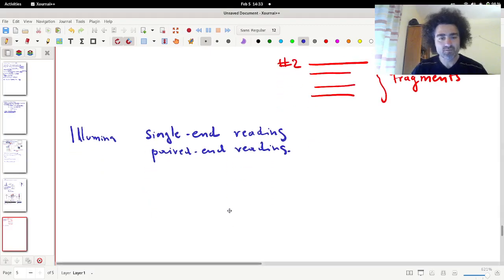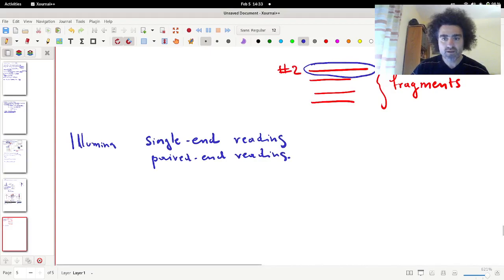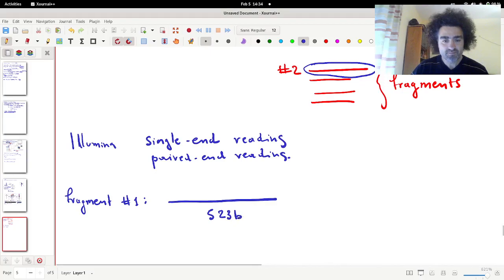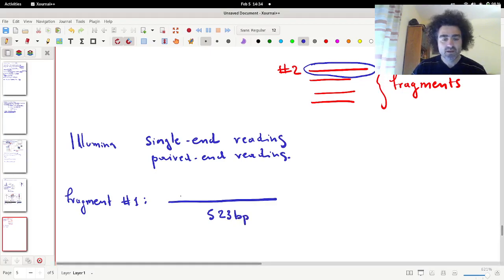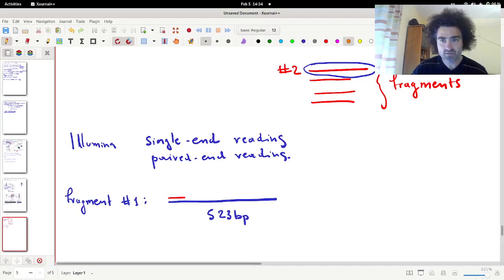Okay, let's see what will happen now. Let me take one piece of this. Let's take this fragment. So fragment number 1. It's this one. And let's say that this is 523 base pairs. With Illumina we will not read all of it, but what we will read here, after putting here some primers or ligands or whatever it is, let's use this green color.